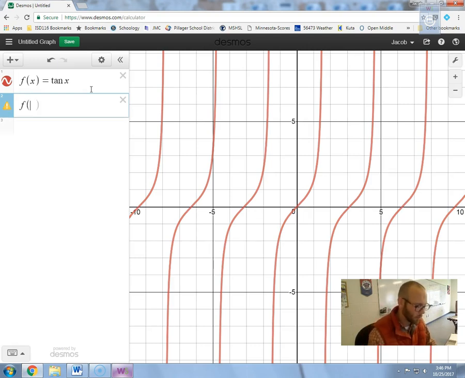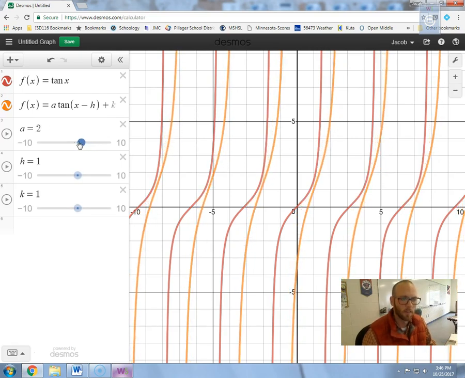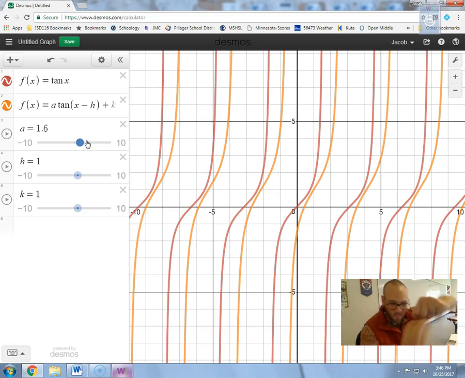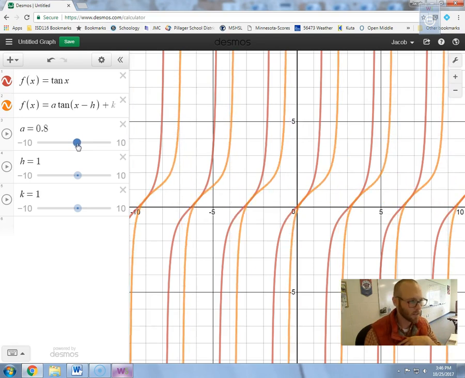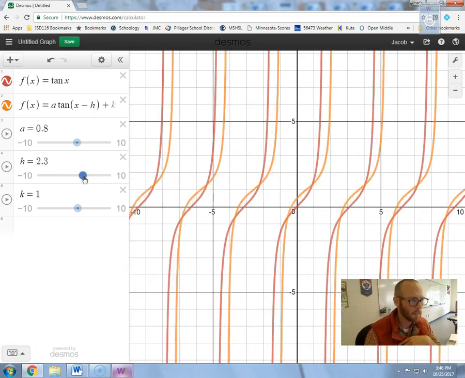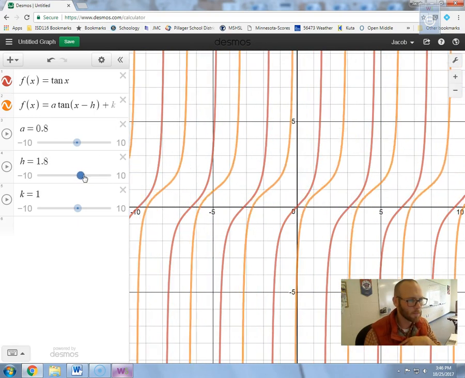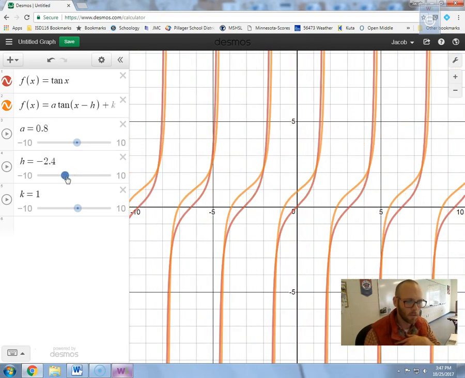But let's say we wanted to do transformations. What if I put an a in front, I put a minus h on the inside, and I put a plus k on the end? What is that a doing? Vertically stretching it. And if a is negative, what happens? It gets reflected over the x-axis. What does the h do? It's inside with the x. It moves it left and right. X's control left and right. If it's minus a number, minus 4.7, it moved right 4.7. If it's negative, it moves it to the left.